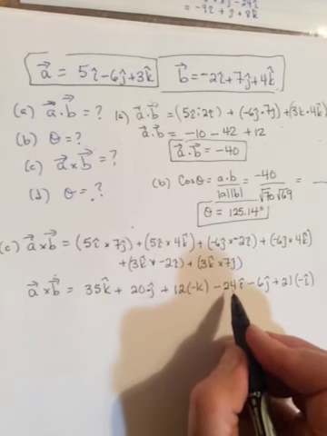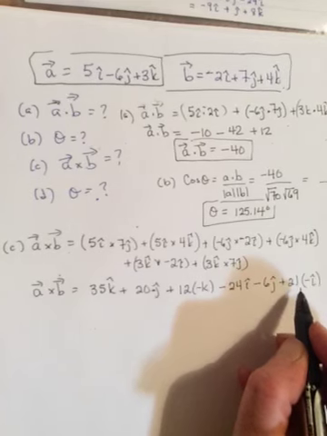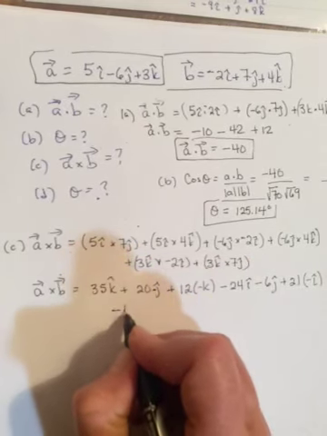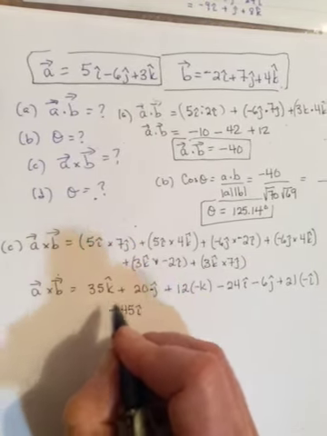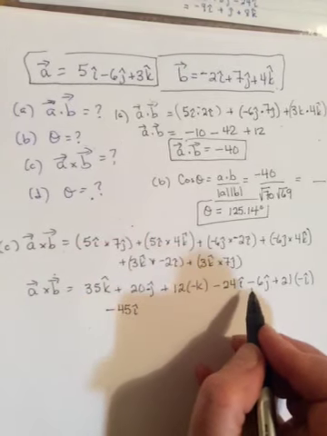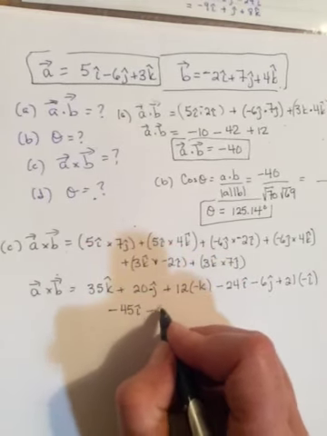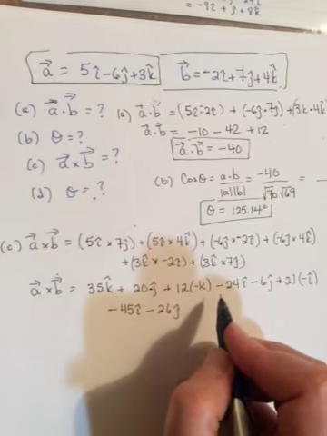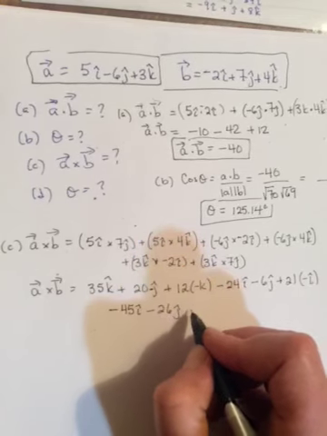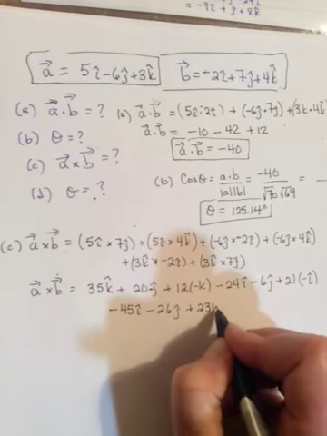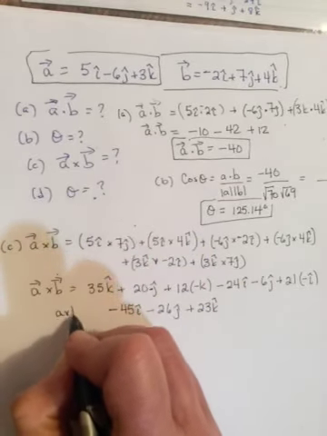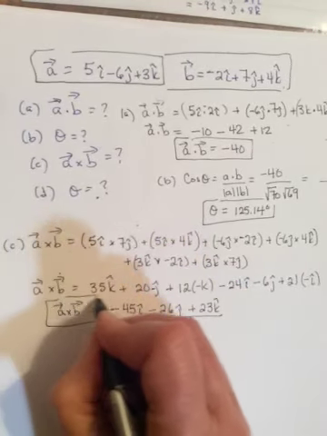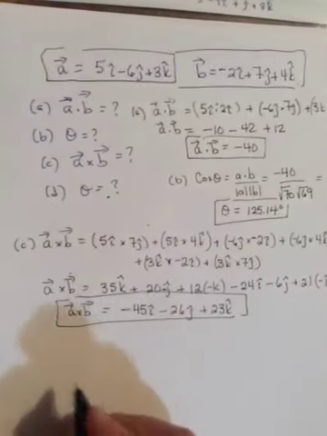Okay, so doing the i's first, negative 24 and negative 21, so that should be negative 45i. For j, negative 20 and negative 6 should be negative 26j. 35 and negative 12 should be positive 23k. So A cross B should be this. So far so good, I hope and assume.